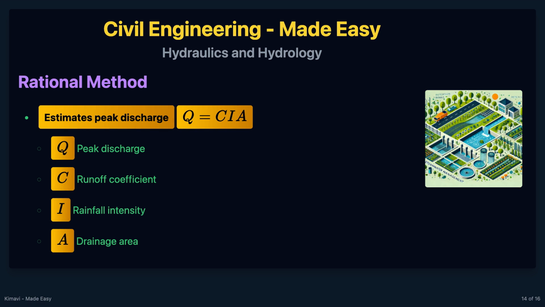The rational method is used to estimate peak discharge from a small watershed. It is given by Q equals CIA, where Q is the peak discharge, C is the runoff coefficient, I is the rainfall intensity, and A is the drainage area.